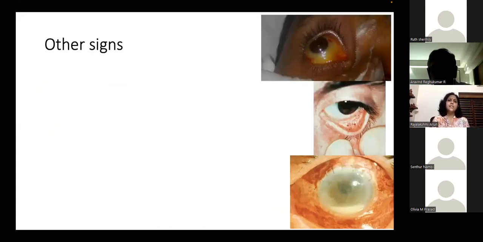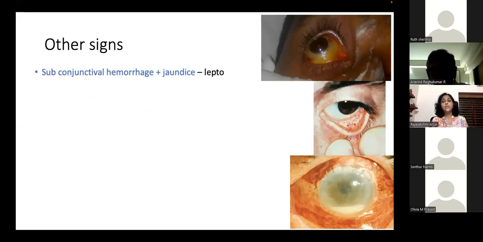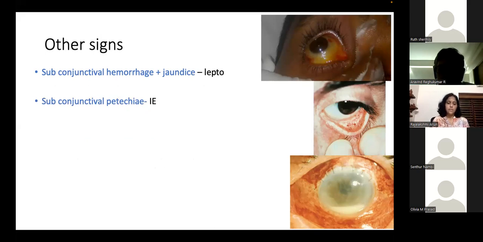There are several other signs which you can look into the eye and find out. One is subconjunctival hemorrhage and jaundice, which is very, very classical of lepto, but it can be found in many cases of CLD who have a low platelet count and can bleed into the conjunctiva. Another important sign is subconjunctival petechiae, which is commonly seen in infective endocarditis.